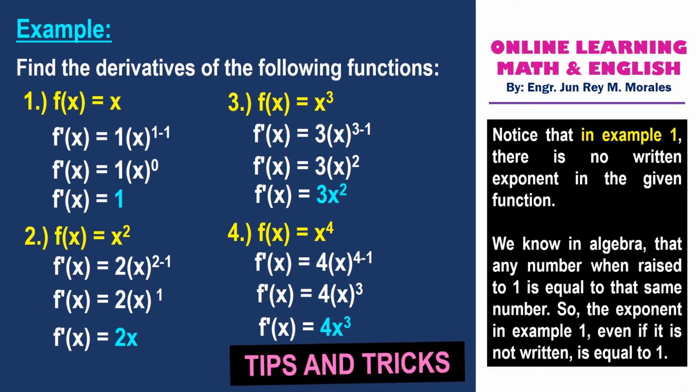Notice that in example 1, there is no written exponent in the given function. We know in algebra that any number when raised to 1 is equal to that same number. So, the exponent in example 1, even if it is not written, is equal to 1.